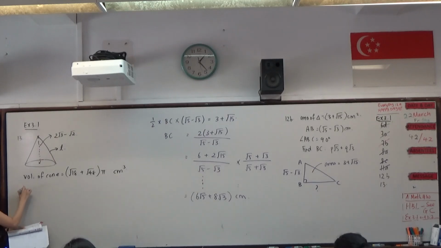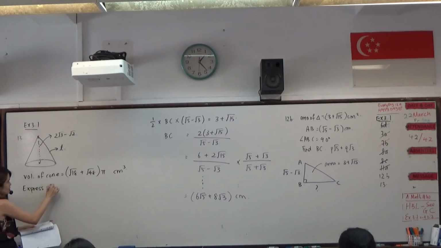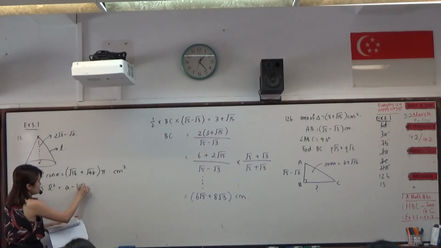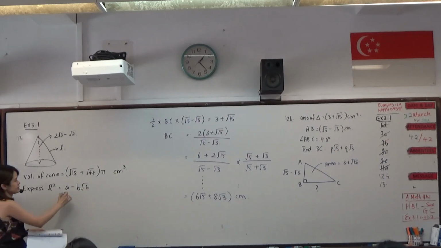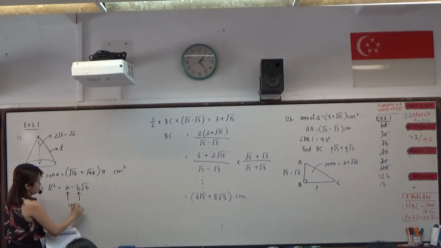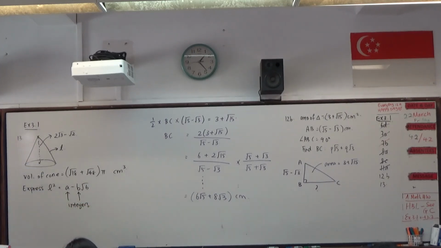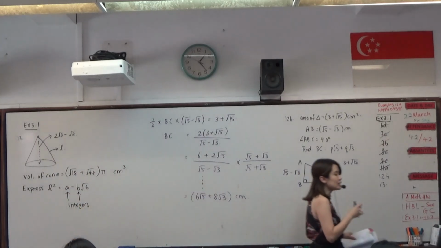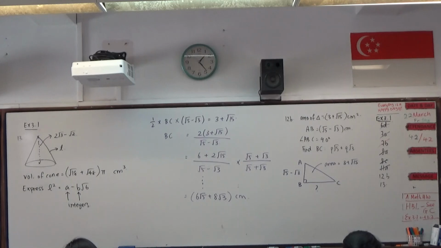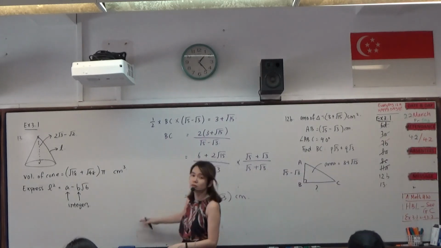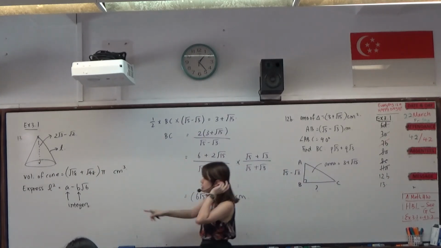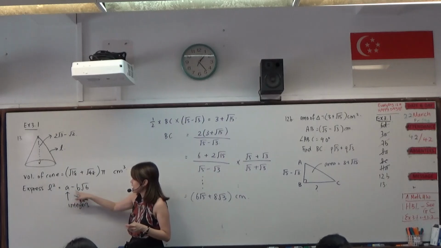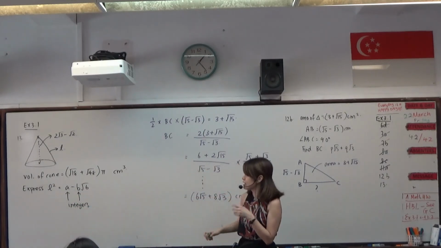We want to express L squared in the form A plus B root something, meaning an exact form, where A and B are integers. This information about A and B being integers is quite helpful because sometimes, if you end up getting rational numbers as your answer for A and B, that tells you that something must be wrong somewhere. So keeping in note that A and B must be integers is helpful for checking.